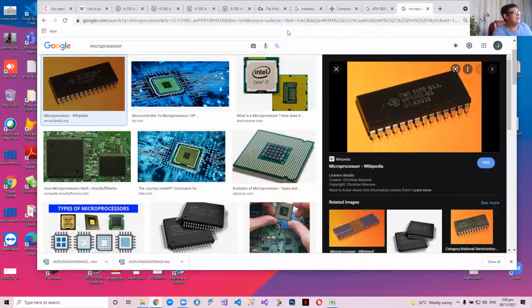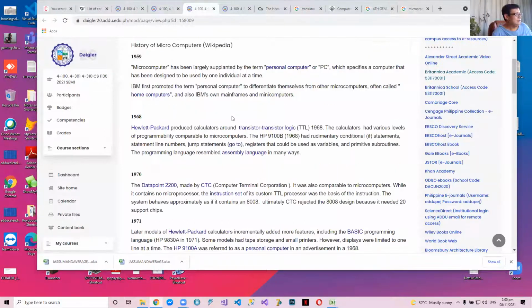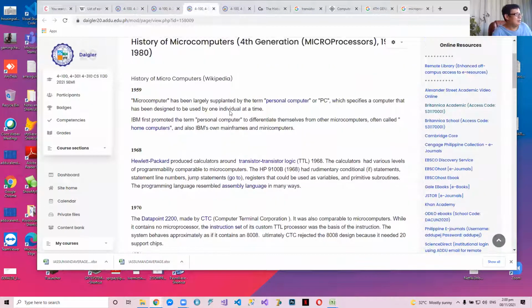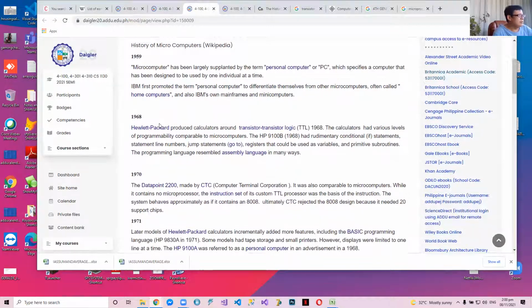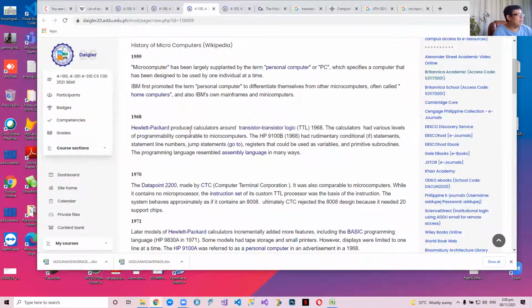1971 to 1980. What are the computers here? Of course, there's Apple. Apple is not here now, but we will have a separate history for Apple. In 1959, the personal computer was already popular. The first IBM personal computers were called home computers. Was it already there? Anyway, I've looked this up.